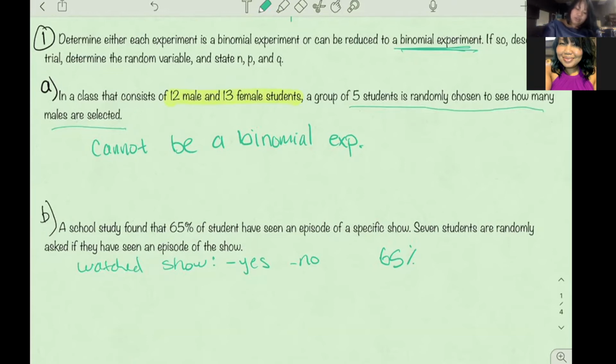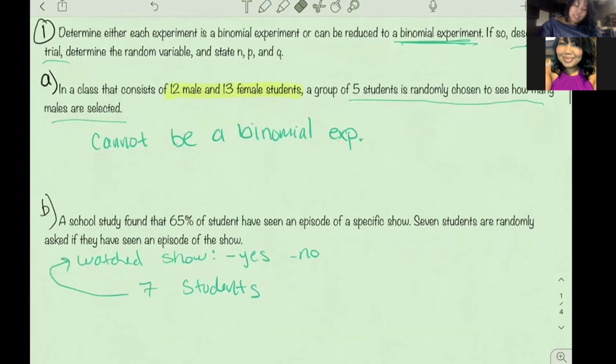So our trial right here, if so, describe a trial. The trial is, we're going to watch the show. 7 students are going to be asked, have they watched the show? Yes or no. Okay, that's our description. I don't need complete sentences here, but you might want to write that in a way that makes more sense, but I'm hoping that you understand at this point. I'm trying not to make these videos too terribly long.